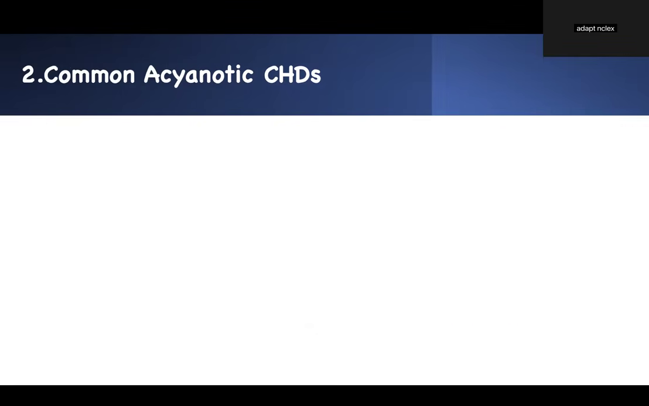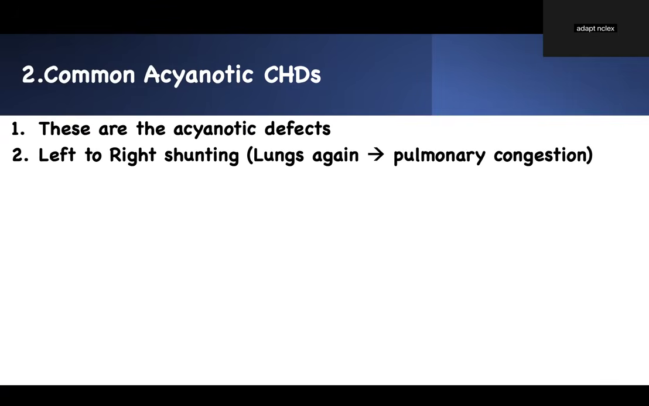The second group are the acyanotic defects. And how do you remember them? Basically, the baby can be born and they are not blue, right? Why? Because they shunt blood from the left side of the heart to the right side of the heart. That means the blood goes to the lung again and again and again. This will lead to pulmonary congestion. Therefore, we call them the most common acyanotic congenital heart defects.